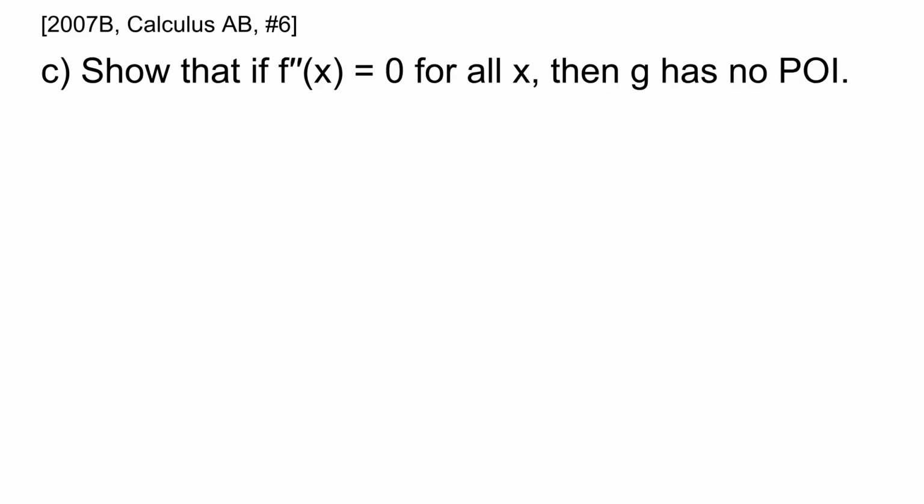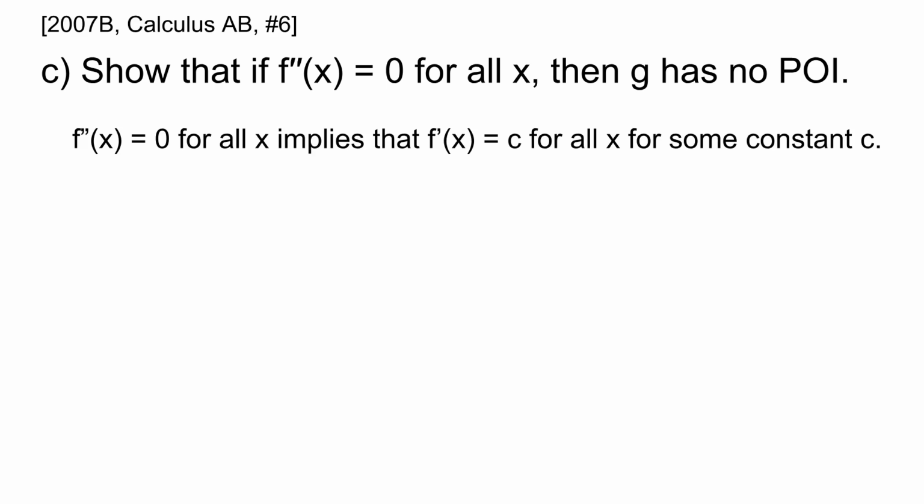In part C of this question, show that if f double prime of x is equal to 0 for all x, g has no points of inflection. So this explanation might seem a little tricky at first, but when you hear it and you follow along, it will start to make a lot more sense.